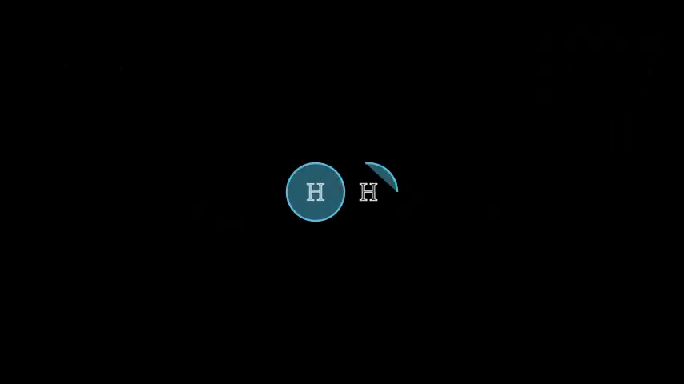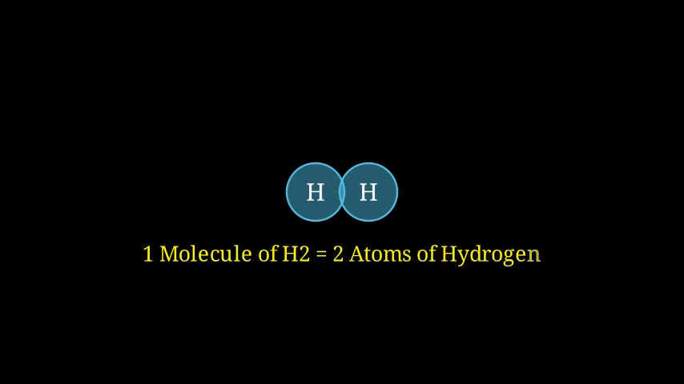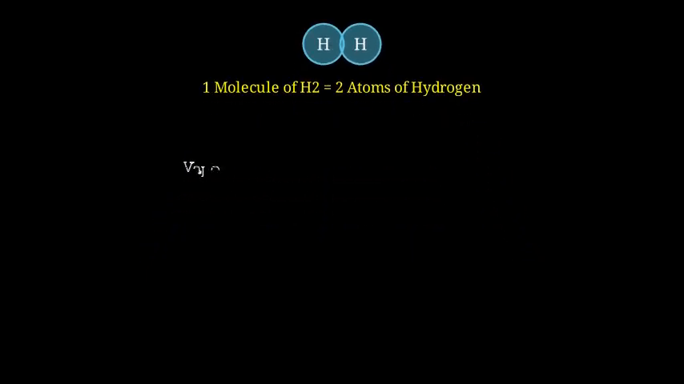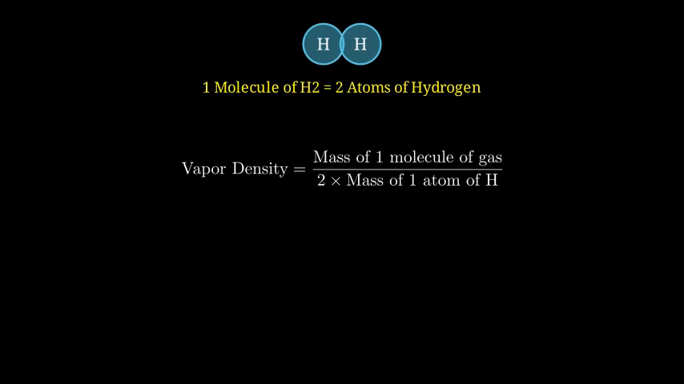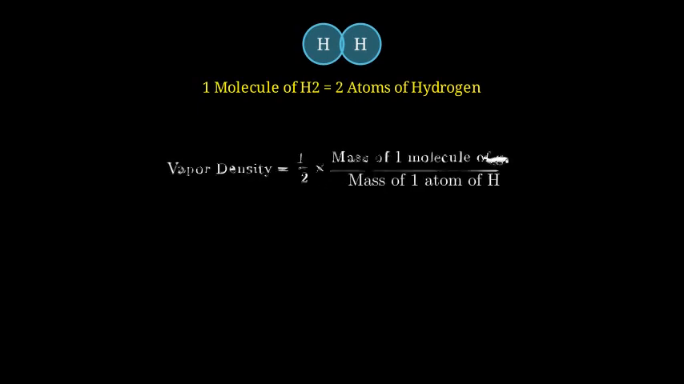But wait, there's a crucial detail we need to account for. Hydrogen doesn't like to travel alone. It exists as a diatomic molecule, H2. This means one molecule of hydrogen is actually composed of 2 hydrogen atoms. So let's look at our equation again. We can now say vapor density equals the mass of one molecule of the gas divided by the mass of 2 atoms of hydrogen. If we pull that 2 out to the side, we're left with the mass of one molecule of gas divided by the mass of one hydrogen atom.